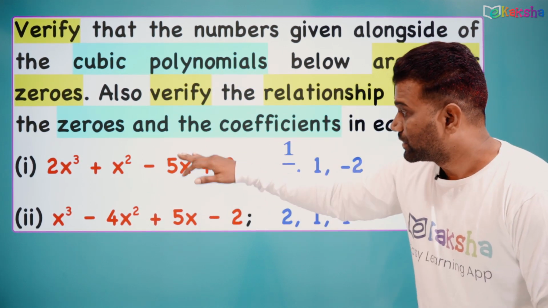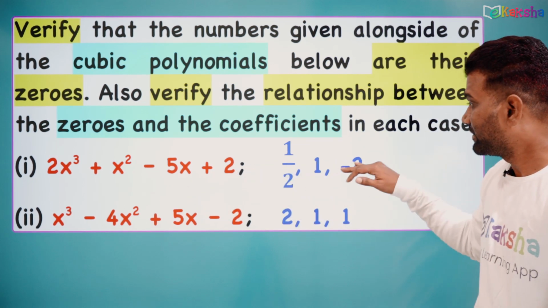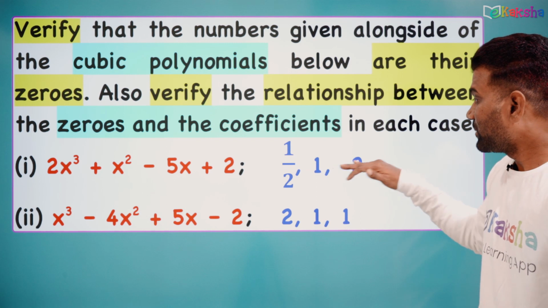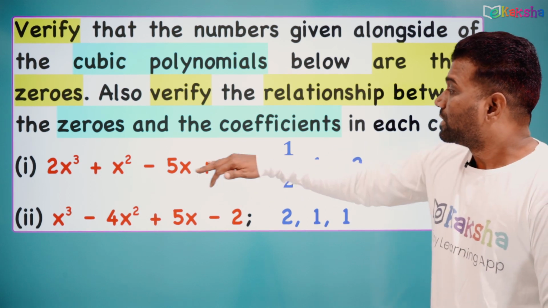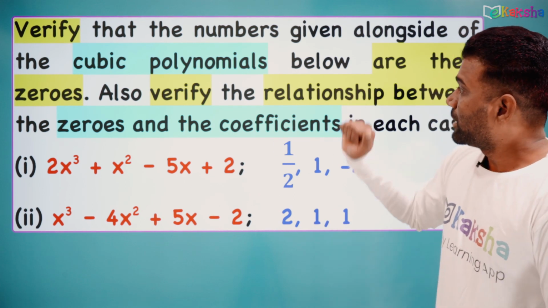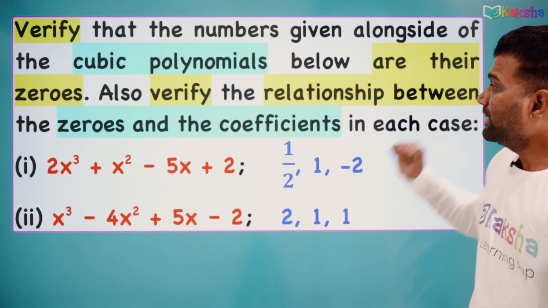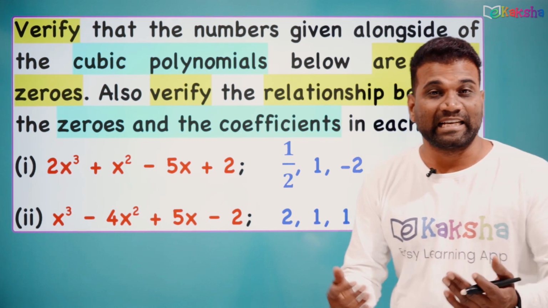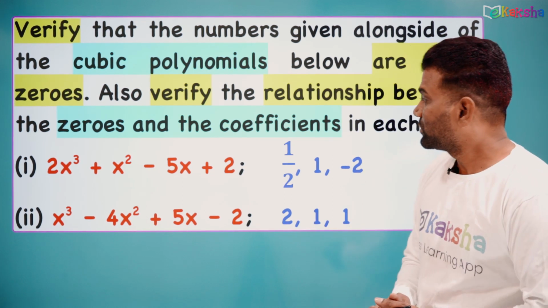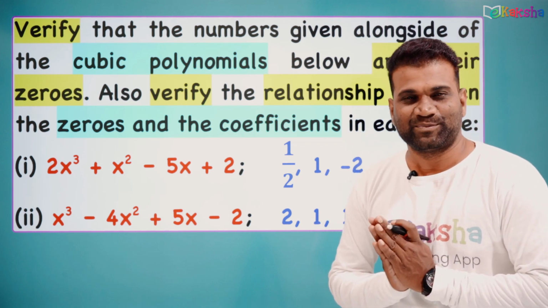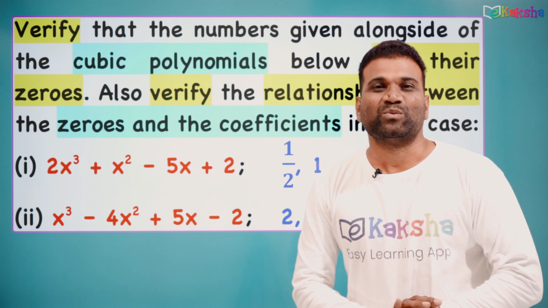Here we are given cubic polynomials, alongside we are given some numbers as well. So we need to verify whether each of these numbers is a zero of the given polynomial or not, and also verify the relationship between the zeros and coefficients in each case. That is, again we have the relationship between zeros and coefficients of a cubic polynomial. That one also we need to verify, right? So let us do one by one.